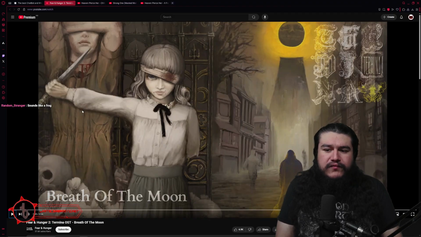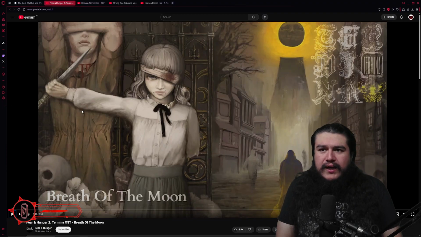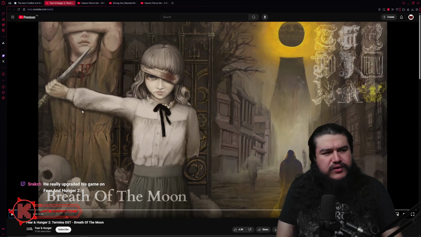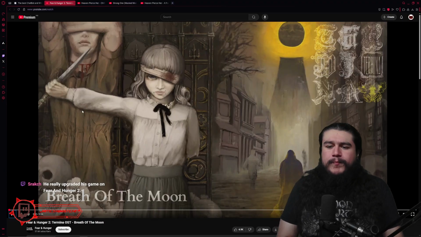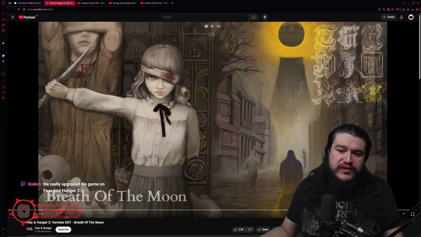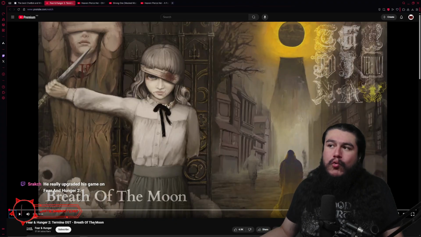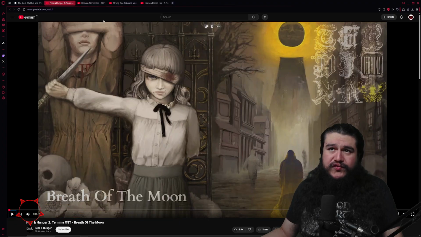This being a fight, a combat track makes sense, because it had the war drums going on for it. I liked how just raw a lot of the sound is. Over here, it's very, very interesting stuff. We are going to play Fear and Hunger one day. So there you go. And there you have it. That was the Breath of the Moon from the Fear and Hunger 2: Termina OST.